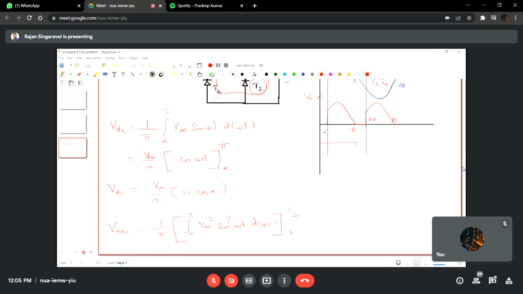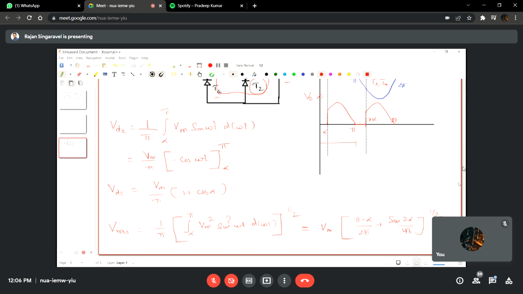Right, this is the equation, and if you try to manipulate this, you may get an equation: Vm into ((pi minus alpha) by 2 pi plus sine 2 alpha by 4 pi) whole power 1 by 2. Right, please check it. Please check whether this is correct or not. At least refer to the book.